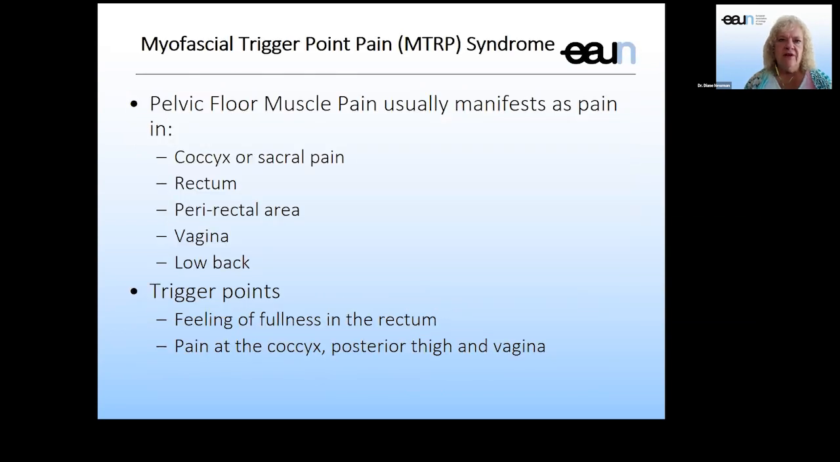Now, myofascial trigger point pain is found in several different areas. So with my MSK, my musculoskeletal exam, I check the back, have them lean forward, have them lift and do some different maneuvers, as well as in the pelvis, to determine exactly where their pain is possibly centered.